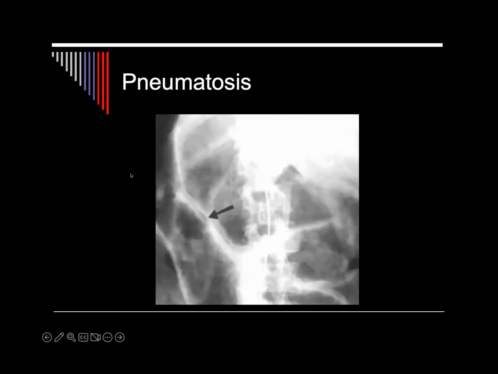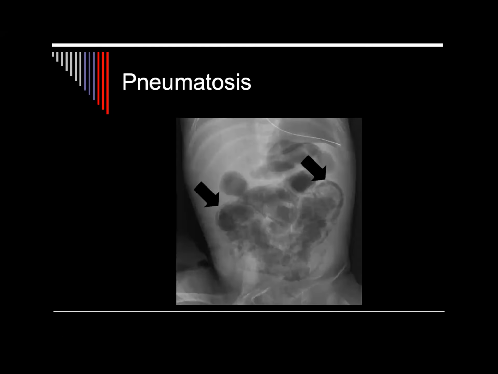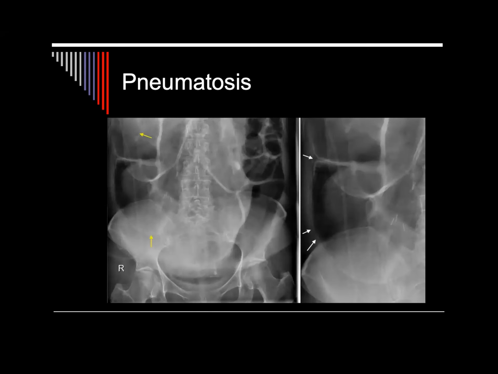So pneumatosis, we said it's air inside the wall of the intestines. It's related to ischemia, and also it's related to bacterial overgrowth inside the wall of the intestines. So this is pneumatosis. You can see it from a plain radiograph.